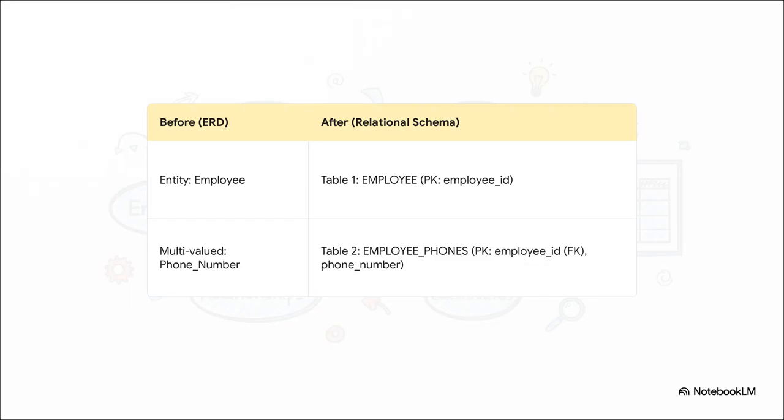And here you can see that rule in action. Our one little employee entity, it's just beautifully blossomed into two connected tables. We get our main employee table and a separate employee_phones table. This new setup is so much better. It can hold as many phone numbers as you need for any given employee, all without messing up the structure.